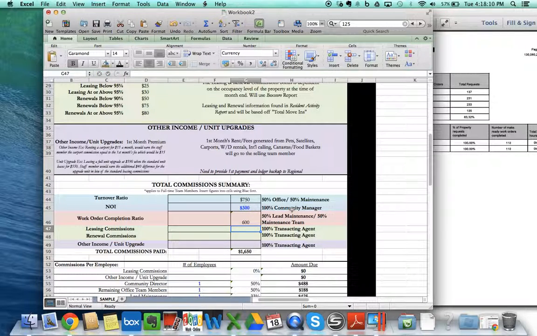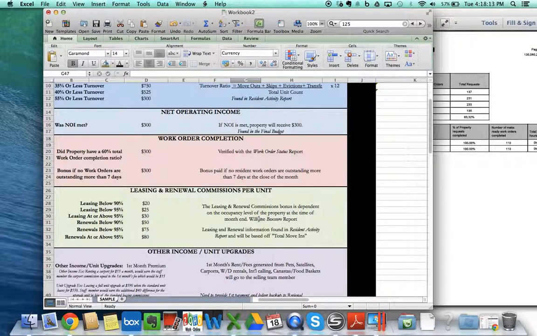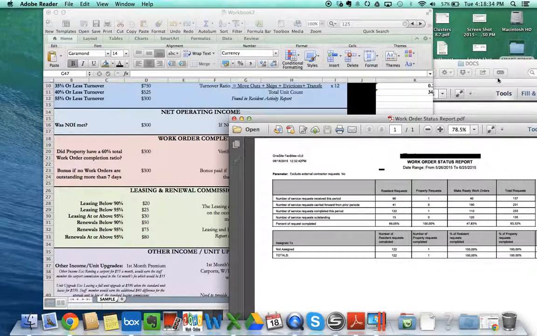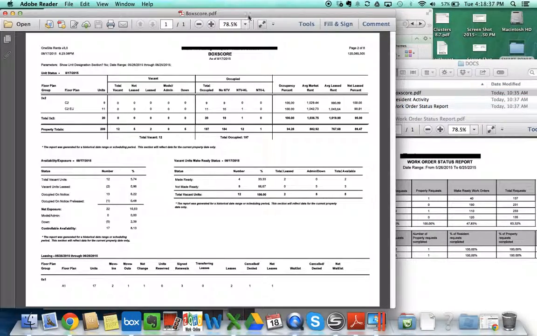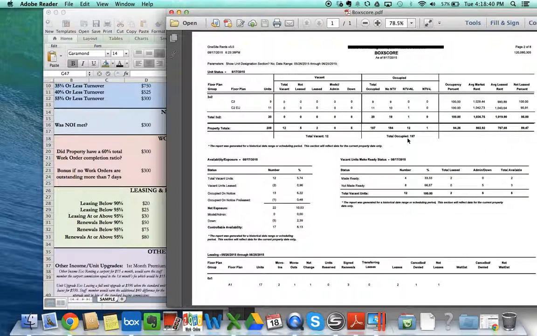Next, we're going to go to leasing commissions. We have to figure out a couple of things here. So we have to first figure out where the property closed at the end of the month in order to determine which leasing tiers they're going to be rewarded on. So in order to do this, we're going to look at your box score report. Here on the box score report, we can look down here and see that the occupancy rate was 94.2, so they were just shy of hitting 95%.